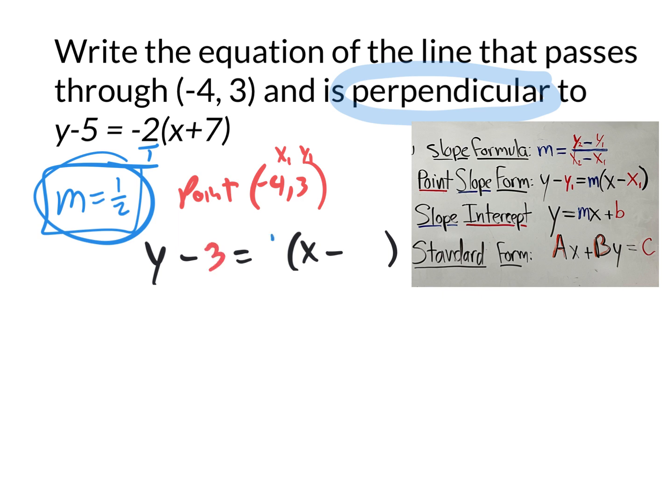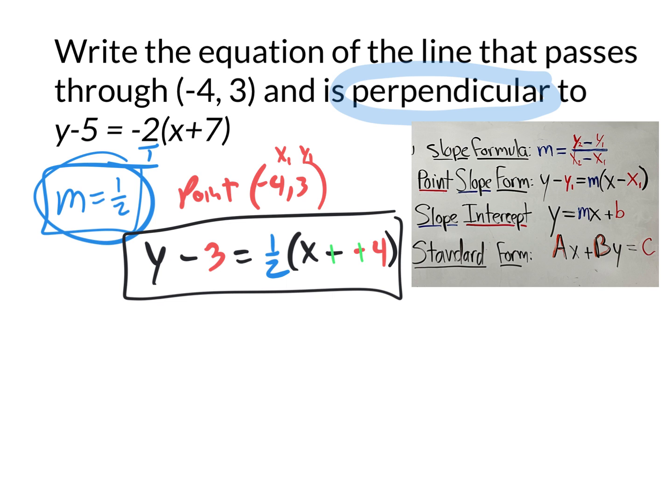My slope, we said, was 1/2 because it was perpendicular to this one. So my slope has to be positive 1/2. And my x1 value is a negative 4. That goes right in there, negative 4. Change the minus minus to plus plus. If the instructions would have said, write this equation in point slope form, I would be done. This is my answer in point slope form. My equation in point slope form. Y minus 3 equals 1/2 x plus 4.